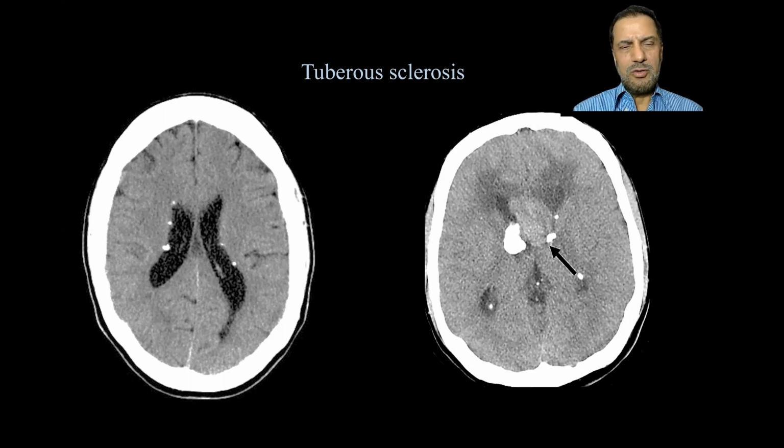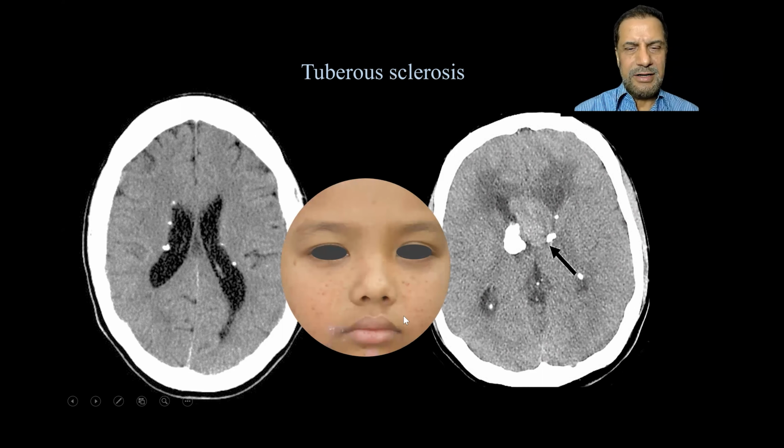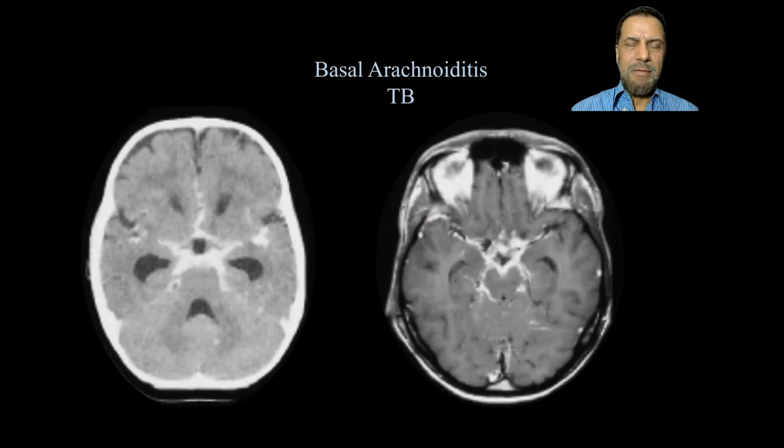Well, coming to almost the end of my slides, you can see calcification like this in the inner wall of the ventricle, and also in the parenchyma, maybe something like this, which is seen in tuberous sclerosis. And if you look at the patient, then you'll have tuberous sclerosis patches in his cheek area and nose area as well.